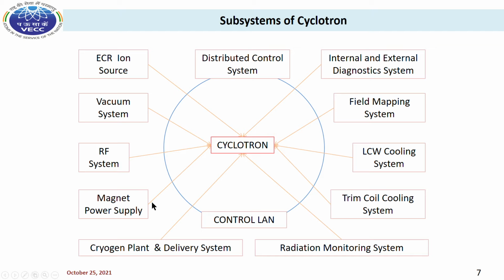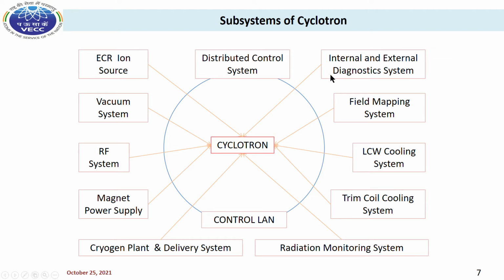There are also several trim coils and related power supply. These trim coils are for magnetic field tuning, correcting the harmonic variation in the magnetic field at different radii. In the beam extraction system also, it comprises of electrostatic deflector and magnetic channels.